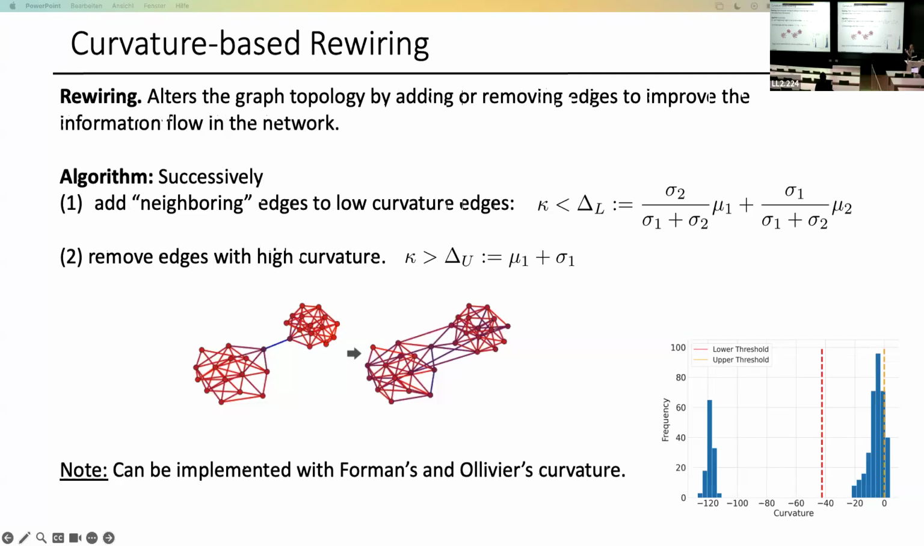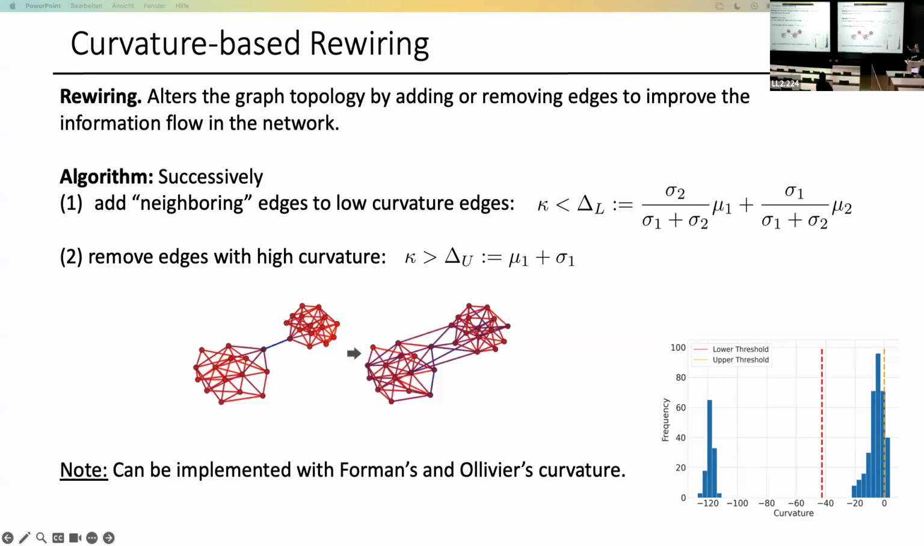And then we can go into the rewiring and just say for all edges that are below the threshold, so that I have too negative curvature, in this case, that would be this one edge. We add some parallel edges, so we connect some of the neighbors of those two adjacent nodes to widen the bottleneck. And then we look at all the edges that have too high curvature, and we remove those, right, that are above our curvature. So that's a very simple idea.